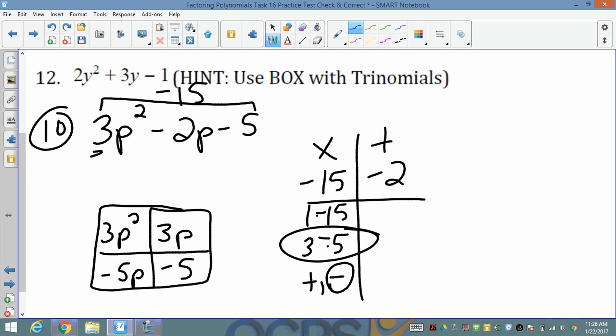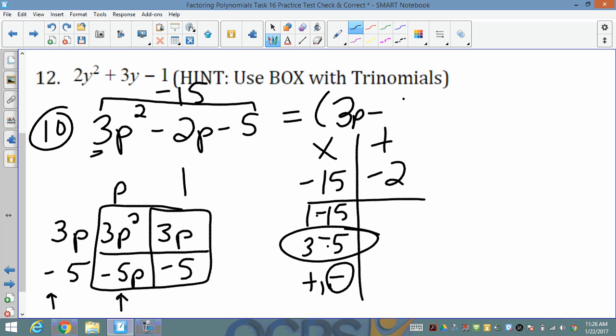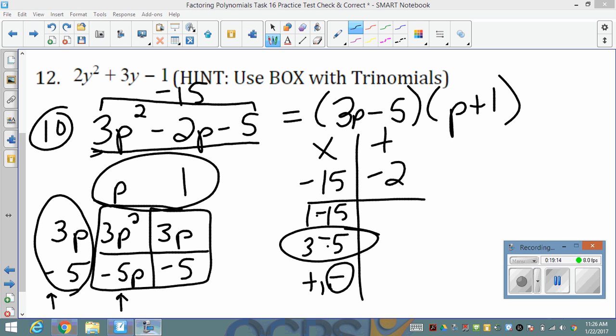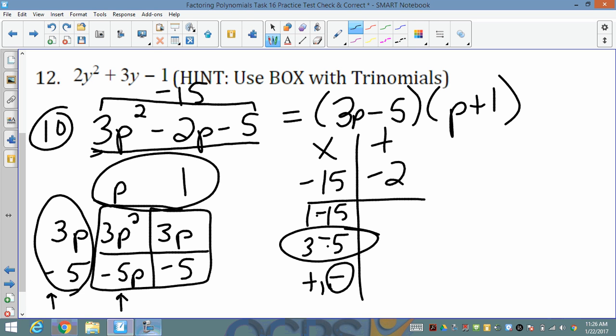negative 5p, and then pull out my greatest common factor from each row and each column. Don't forget the negative on this one. Remember, if that box is negative, that number is going to be negative. Do your quick remultiply to check. I just did it in my head. For the sake of time, I'm just going to go straight to my answer there. Remember, when you're factoring, what I'm giving you is inside the box. Your answer is what's outside the box. And that's number 10.